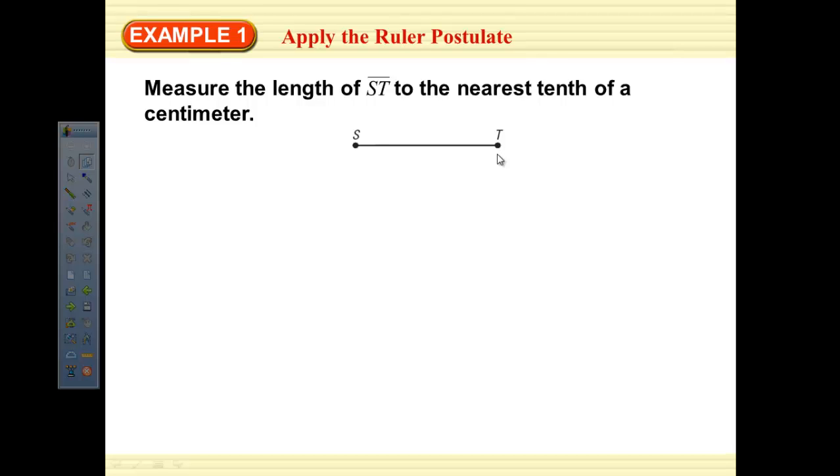Now we're going to look at the ruler postulate, and basically this is a way to measure the length of a segment. So we have a segment here, ST, and we want to measure it to the nearest tenth of a centimeter. There's a couple ways we can do this. Normally what we'd do is put the ruler so that 0 was at S and then just measure the distance. But you really don't need to do that.